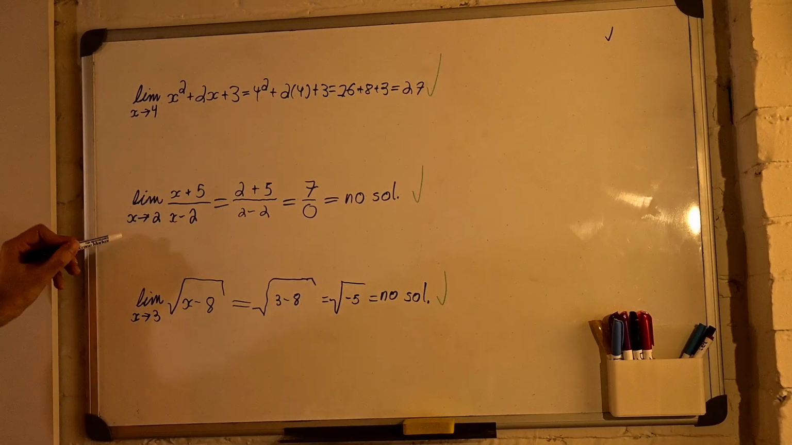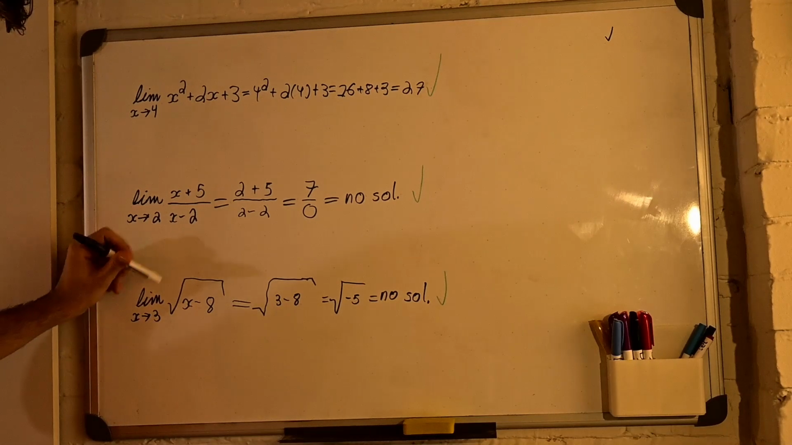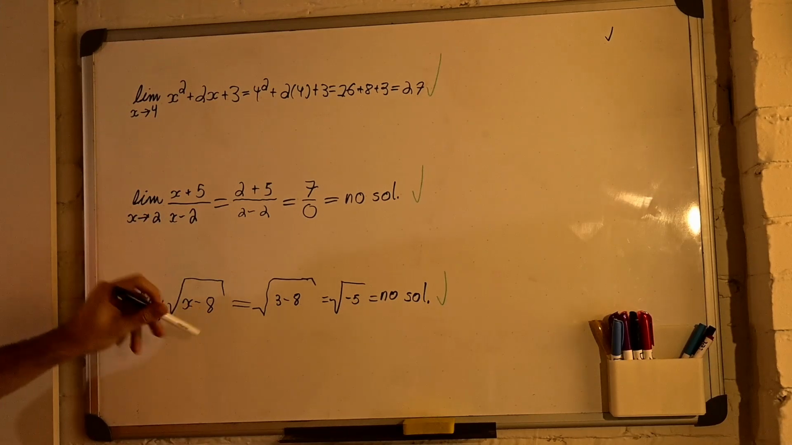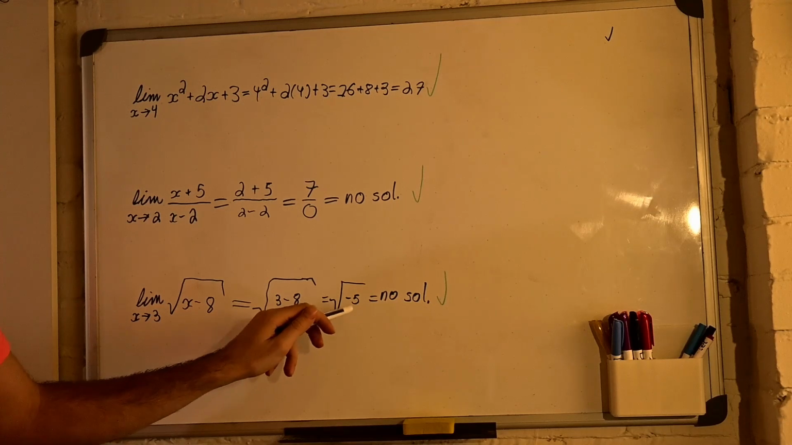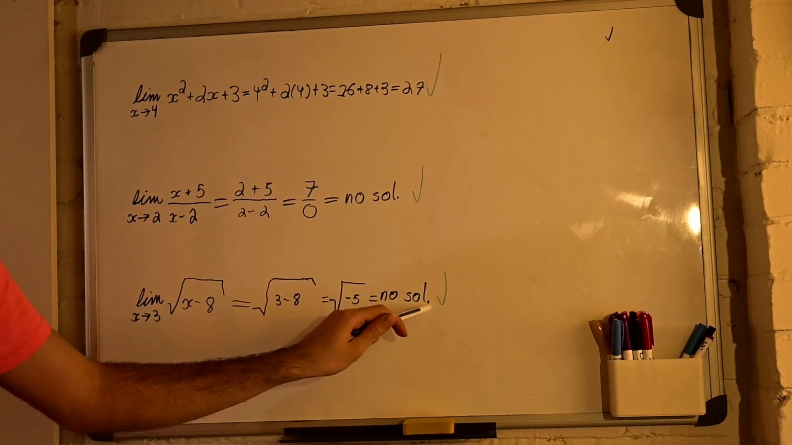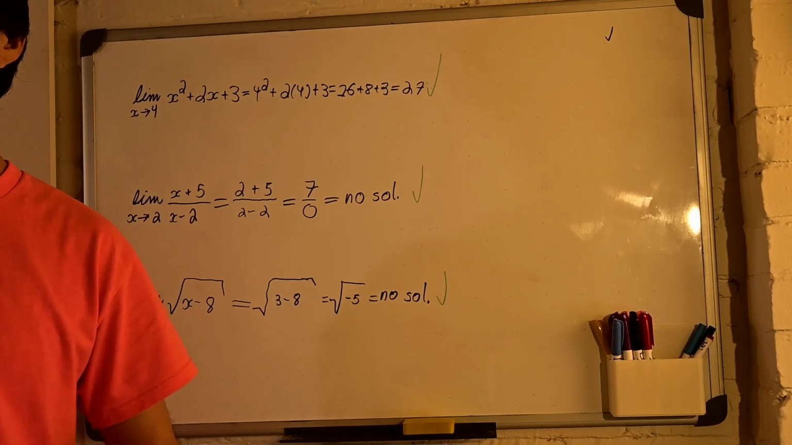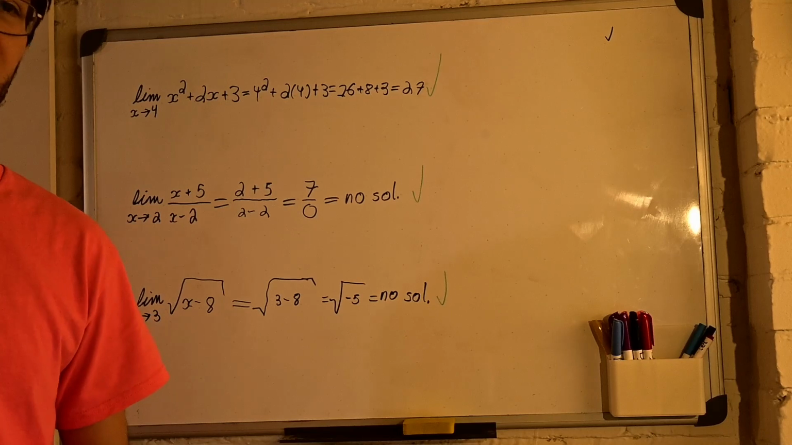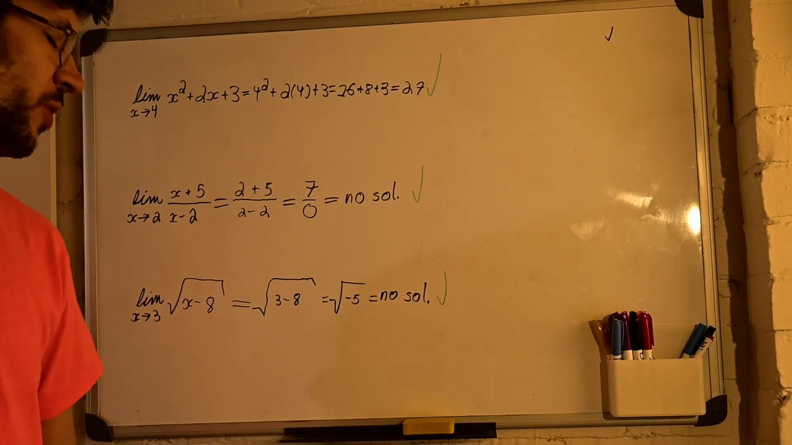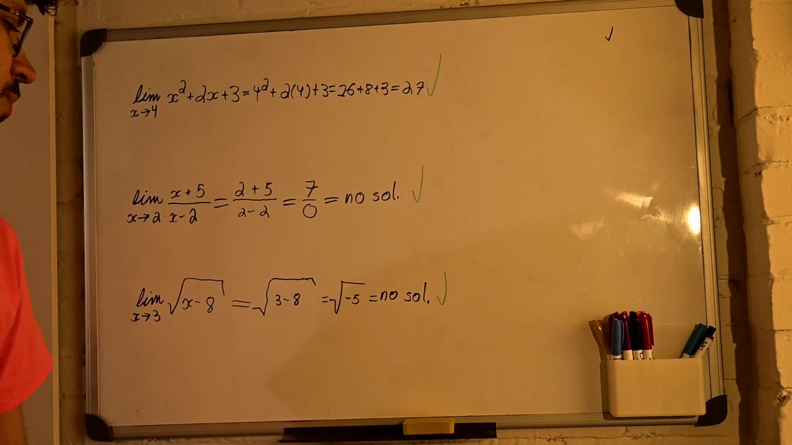Now, the third thing that could happen. In this case, we have the limit as x approaches 3 of the square root of x minus 8, which becomes the square root of 3 minus 8, which becomes the square root of negative 5. And again, this has no solution. And hopefully you know why. You can't square root a negative number. Square root of negative 5 has no answer, or at least no answer in normal real world mathematics. You could say it's like an imaginary number, but that's not important.